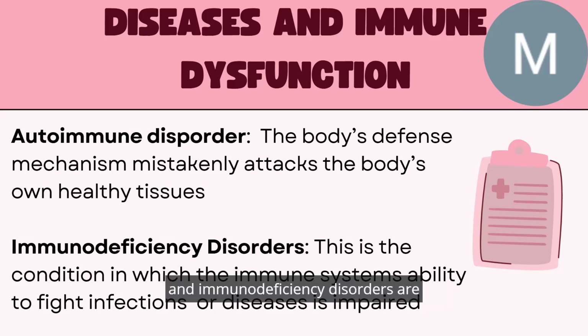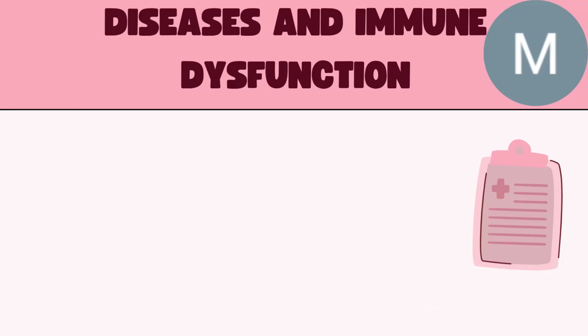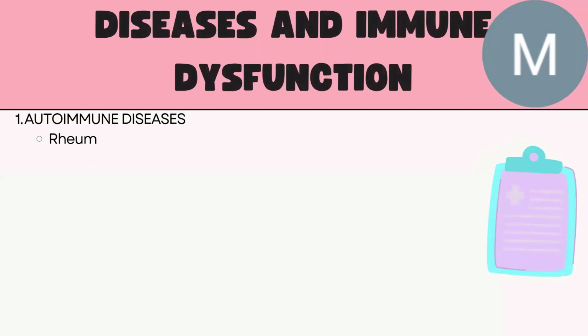And immunodeficiency disorders are conditions where the immune system is weakened or fails to function adequately, leaving the body vulnerable to infections and diseases. We can also note that each of these conditions affects the immune system differently, leading to either an overreactive response or a weakened response, or an inappropriate attack on the body. Here are some examples of diseases and immune system dysfunctions.